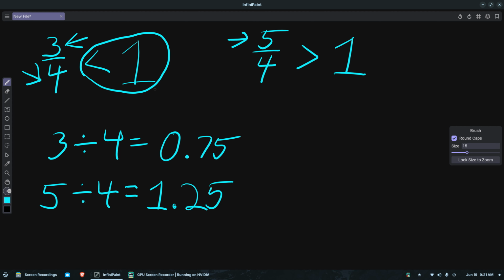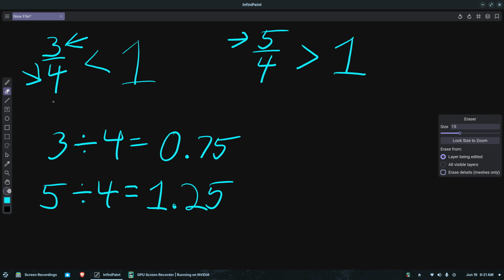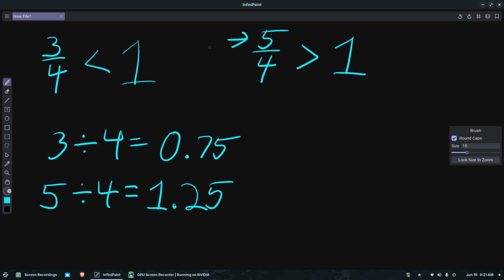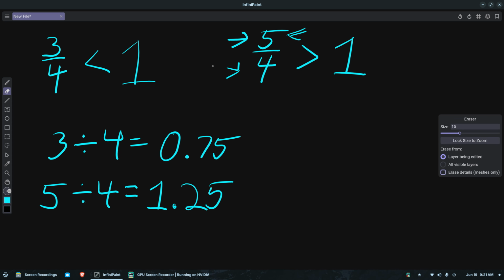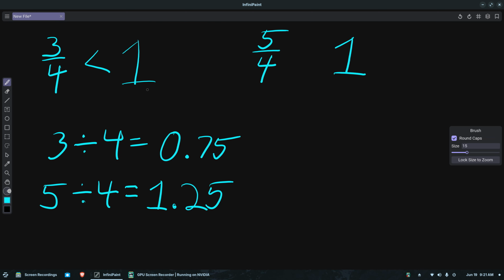But if the numerator is greater than the denominator, which is what we have here, you see, we have 5 here, and that is greater than 4, well, then that means that our fraction is going to be greater than 1. So keep this rule in mind when you are working with fractions. I think it will make things less confusing for you.